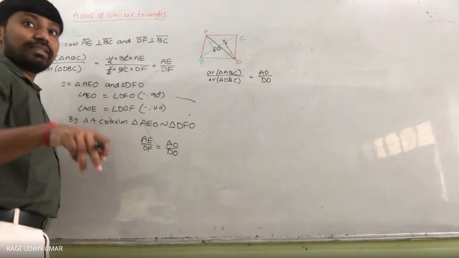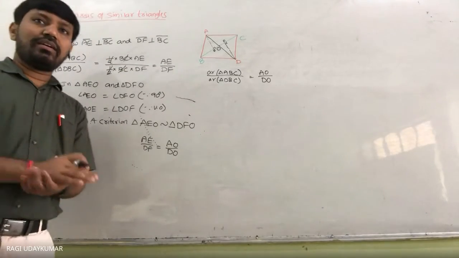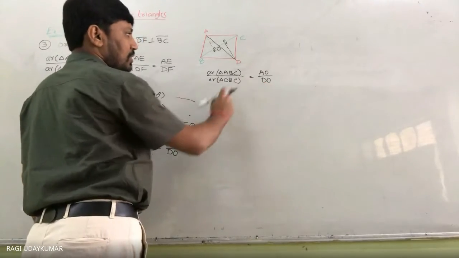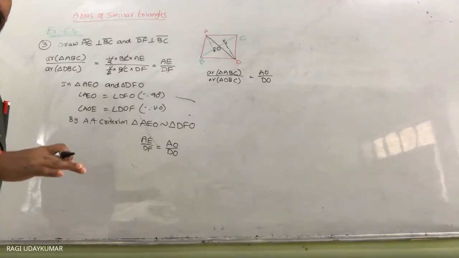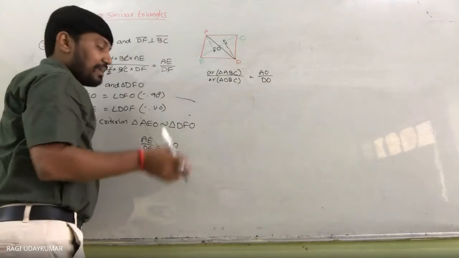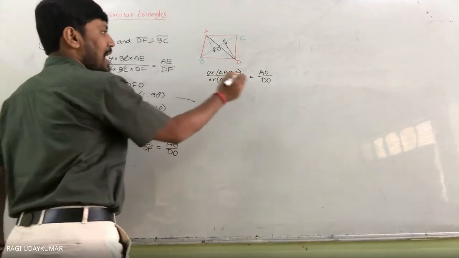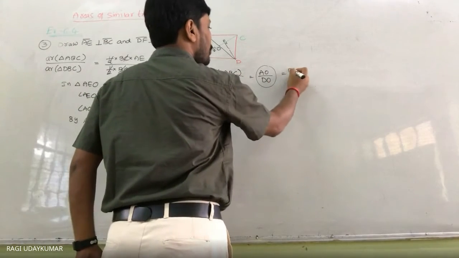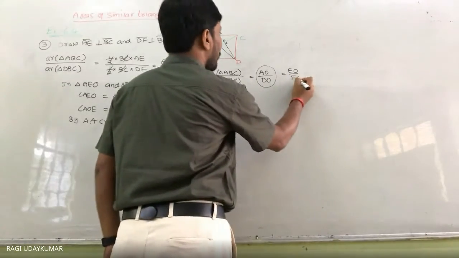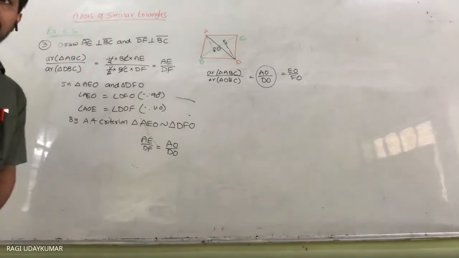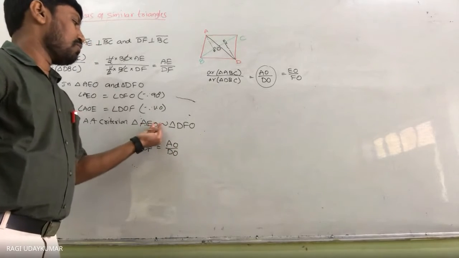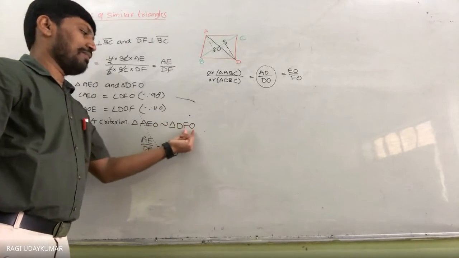So once I have changed the question, the same question, here instead of giving AO by DO, which is given to you, by giving the perpendiculars, I may ask to prove that EO by FO also. It is true. Why? Because this is equal to EO by FO also.